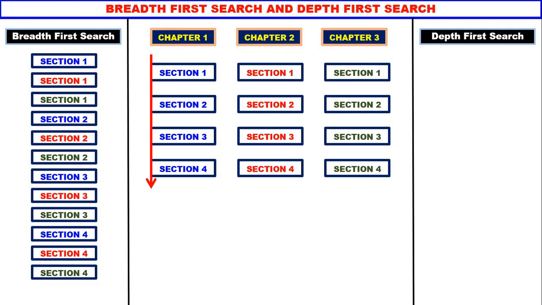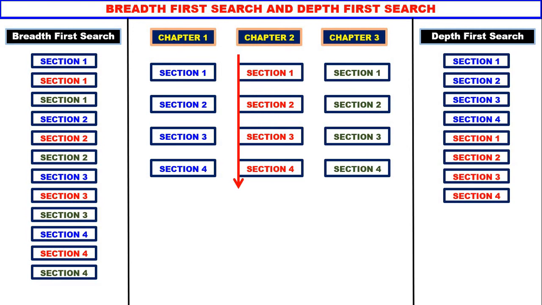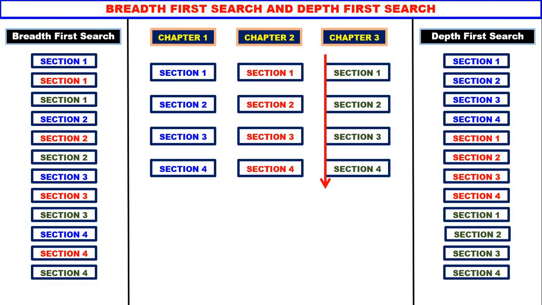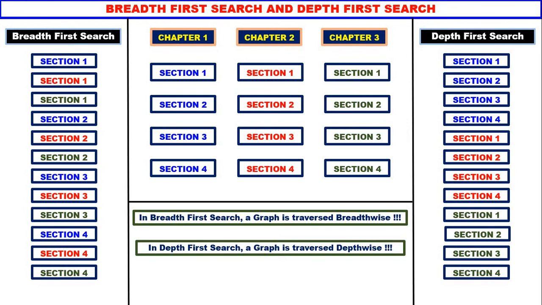That is Section 1, Section 2, Section 3 and Section 4 of Chapter 1. Then again the four sections of Chapter 2. Yes, depth-wise. Then the four sections of Chapter 3. Yes, this is how we traverse in depth first search. In breadth first search, a graph is traversed breadth-wise, whereas in depth first search, a graph is traversed depth-wise. I think this simple example will give you the conceptual difference between breadth first search and depth first search.